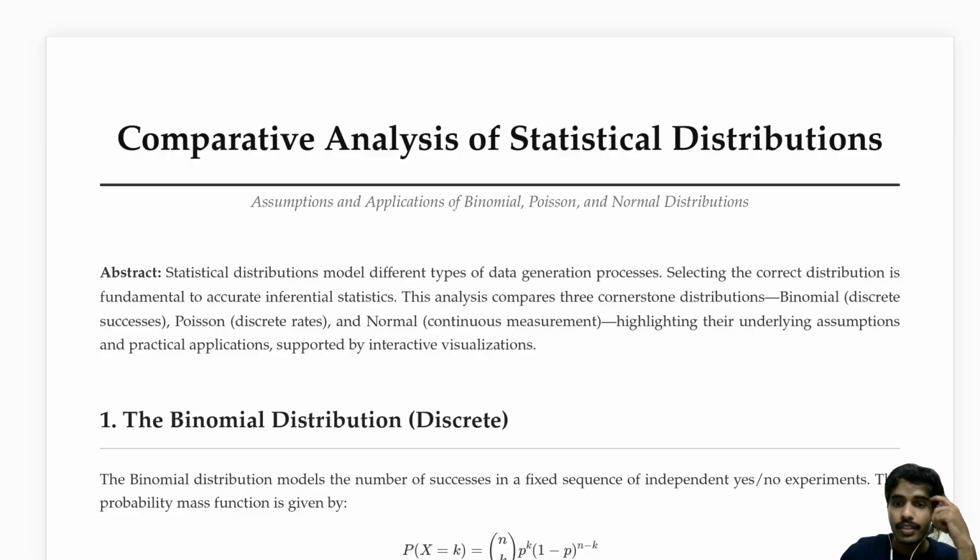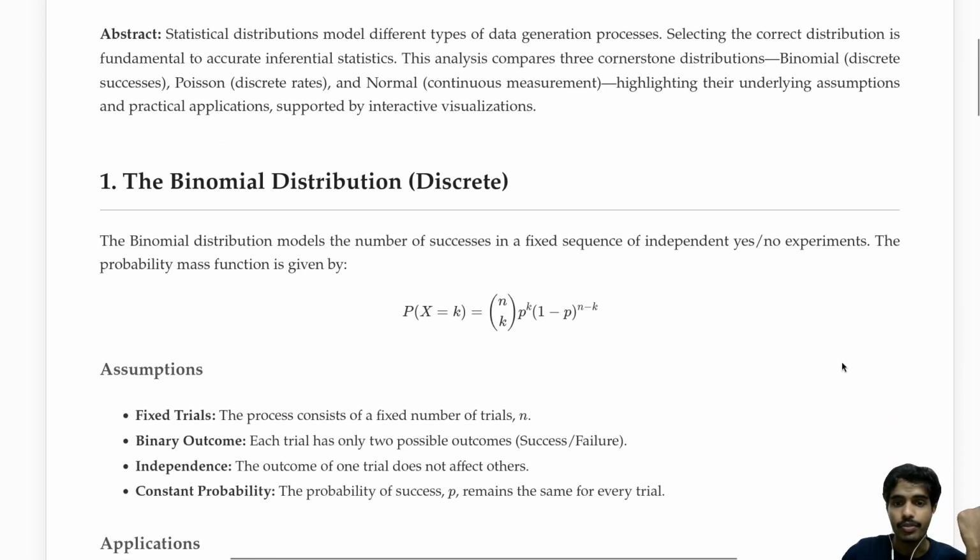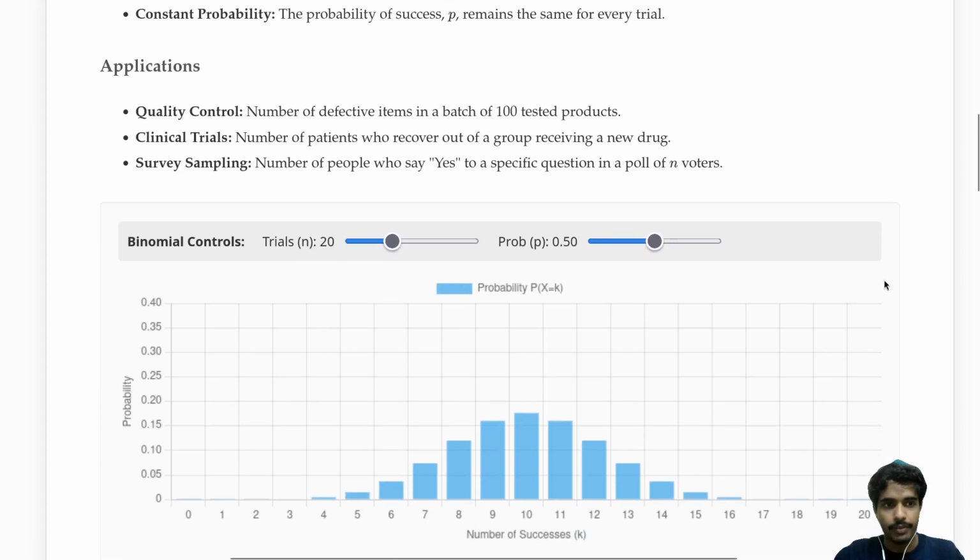So the first one is the binomial distribution. Focus on the chart. Think of the binomial distribution as a coin flip distribution. Its key assumptions are rigid. You must have a fixed number of trials, and every trial can only have two outcomes: success or failure.